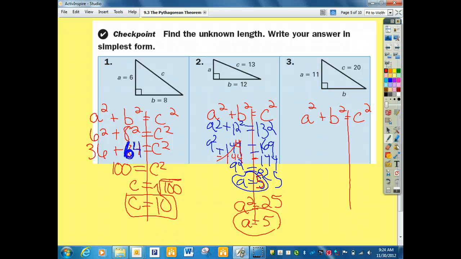Number 3, who wants to do number 3? Number 3, come on up. Question? Good question. Let's round our answer to the nearest whole number on this one.